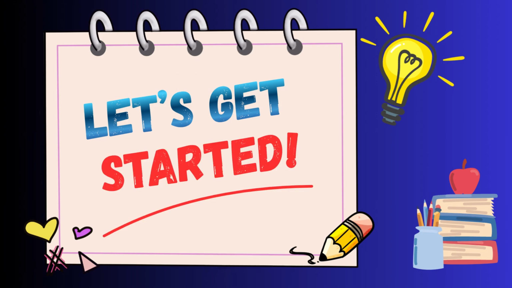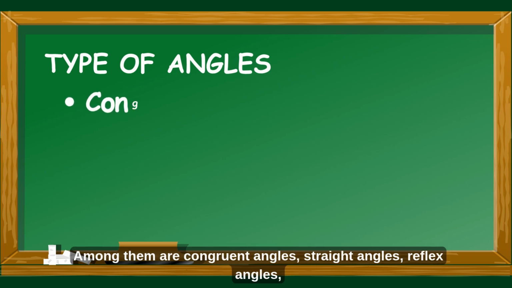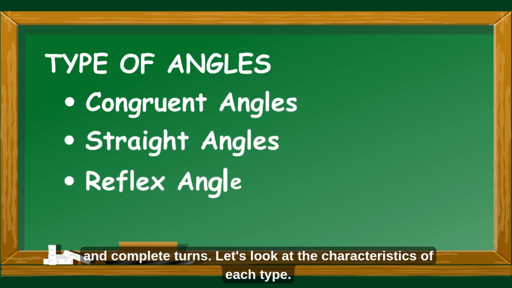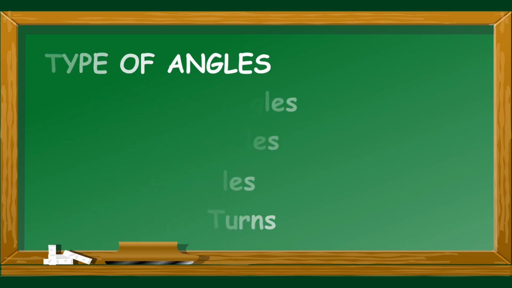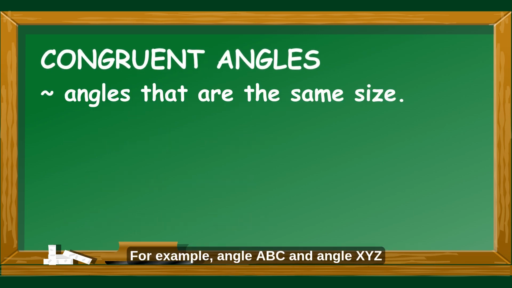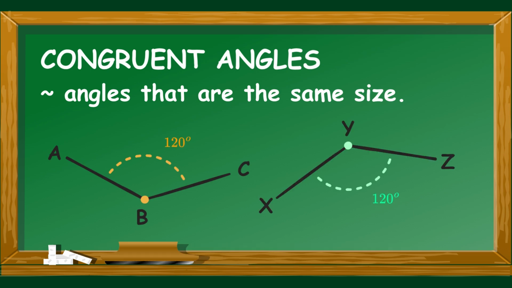Let's get started. In geometry, there are different types of angles with different sizes. Among them are congruent angles, straight angles, reflex angles, and complete turns. Let's look at the characteristics of each type. Congruent angles are angles that are the same size. For example, angle ABC and angle XYZ are congruent because they are the same size.